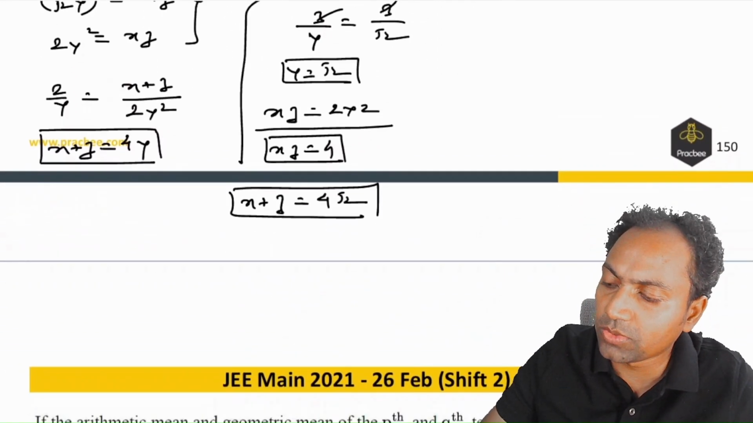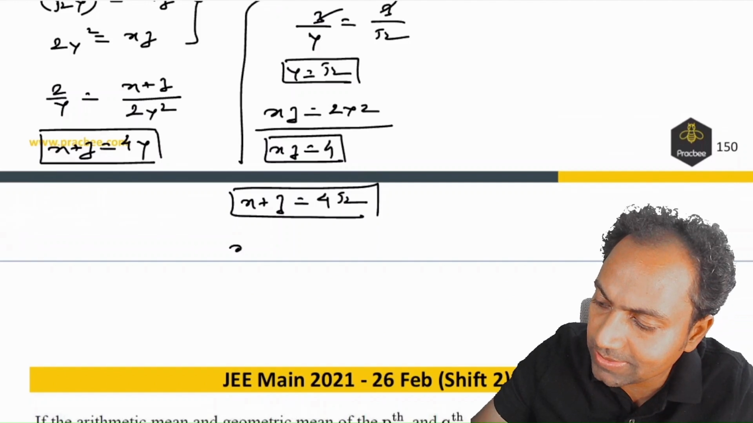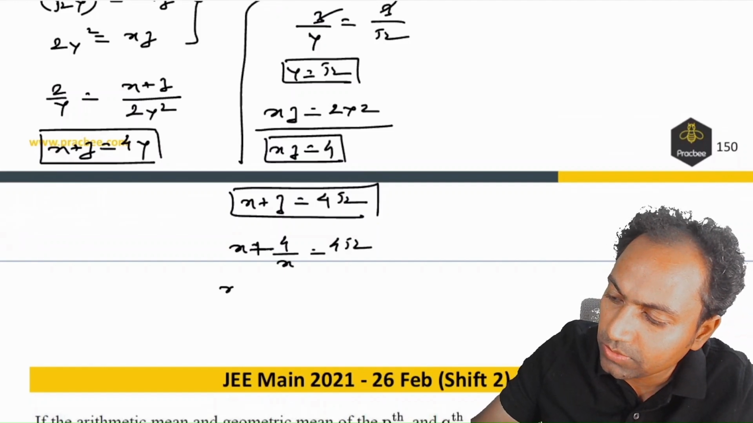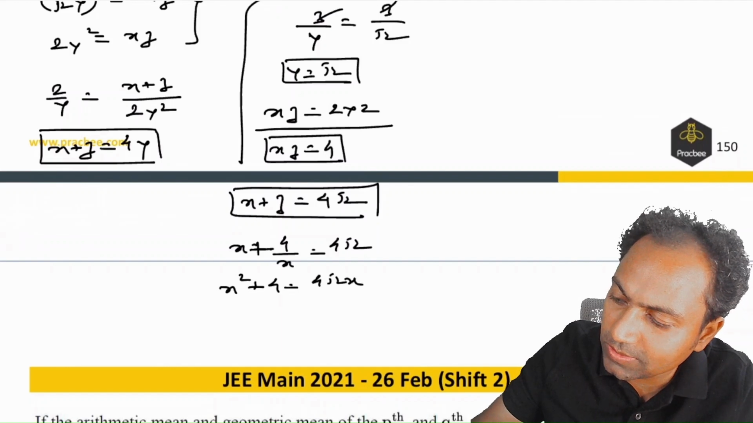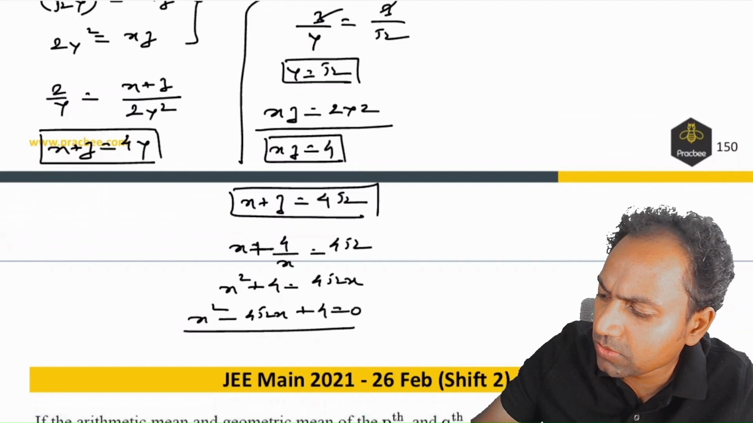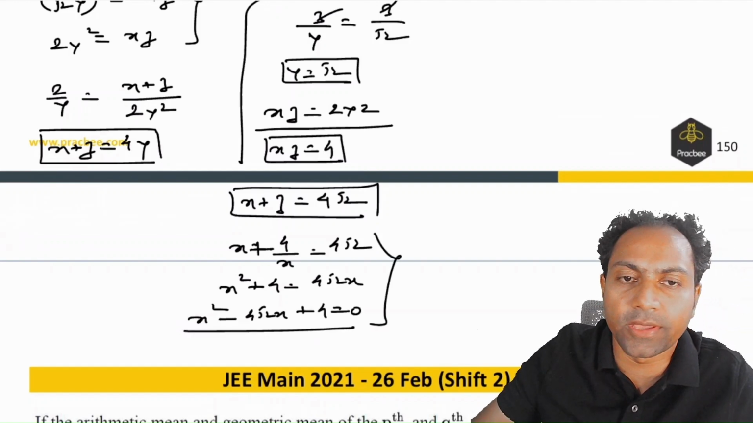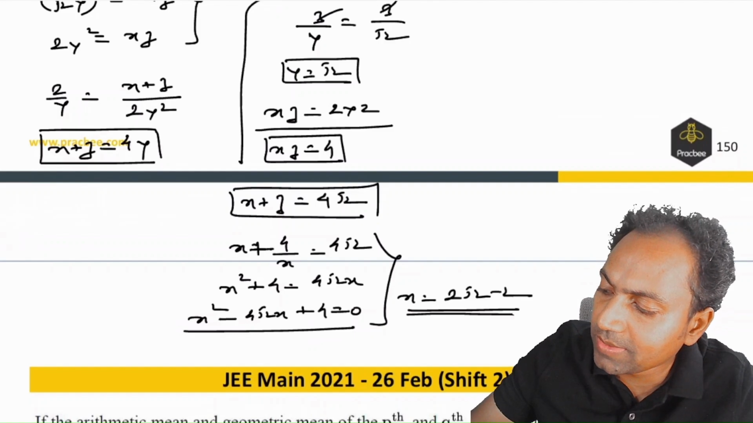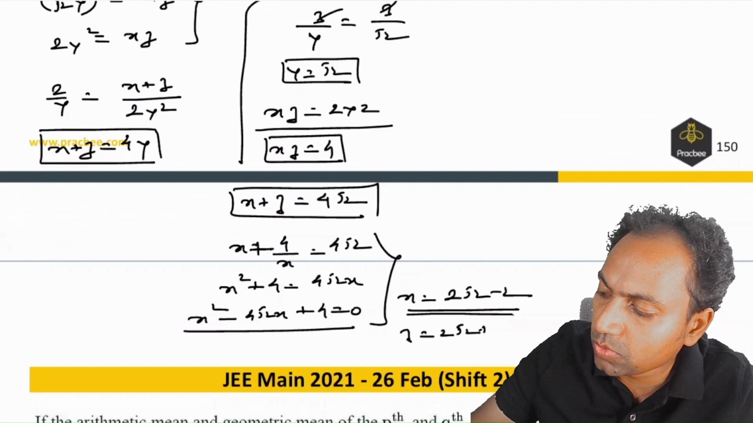Now in order to solve this, the solution is not very difficult. We can substitute the value of z here. So z is nothing but 4 by x. X plus 4 by x is equal to 4 root 2. So x square plus 4 is equal to 4 root 2 x, or x square minus 4 root 2 x plus 4 is equal to 0. And once you solve this quadratic equation, the value of x comes out to be 2 root 2 minus 2. From here, the value of z comes out to be 2 root 2 plus 2.